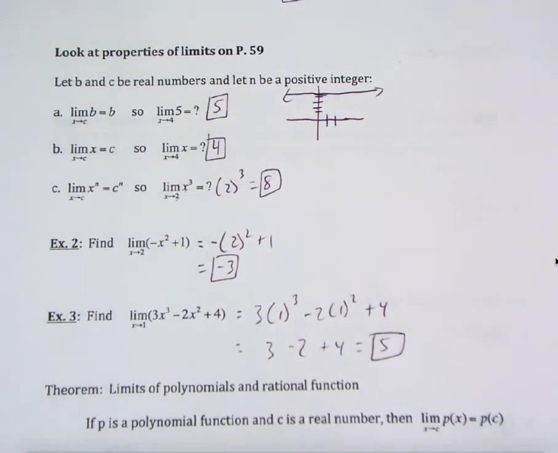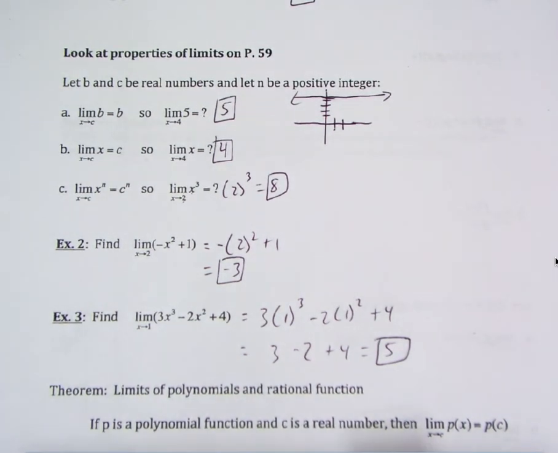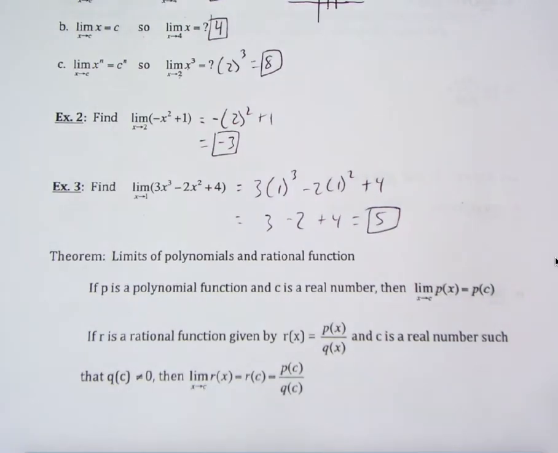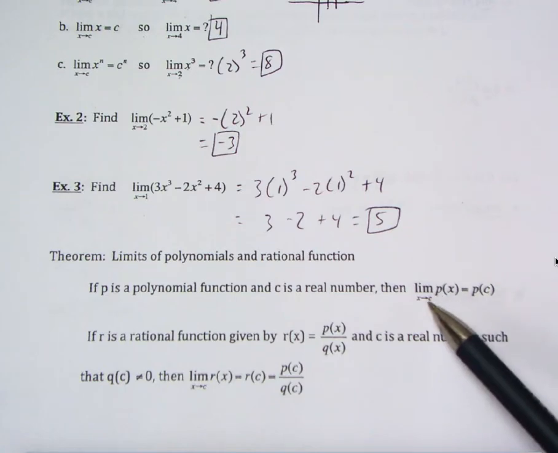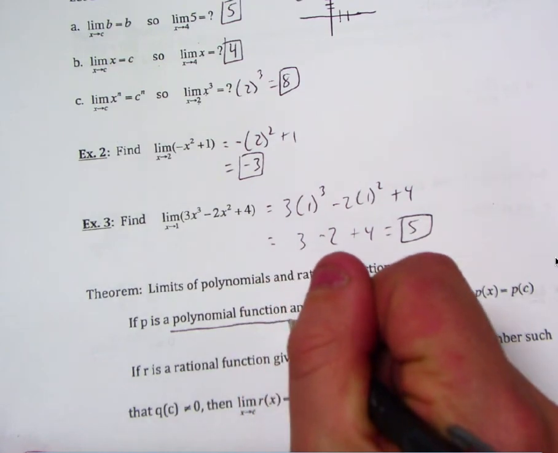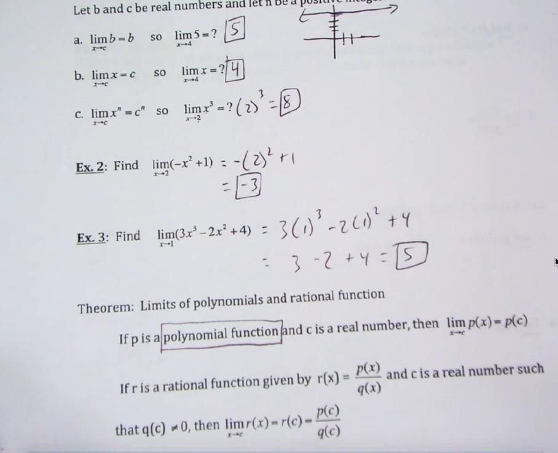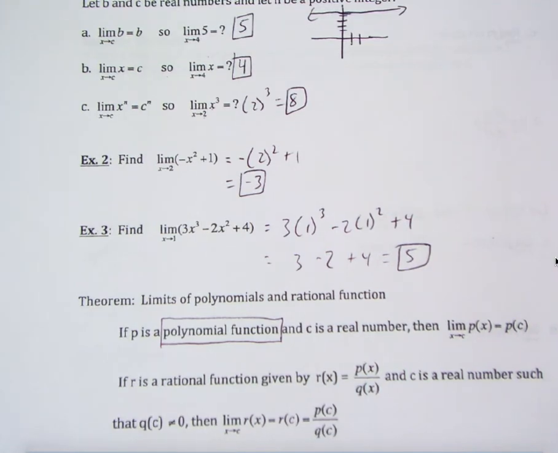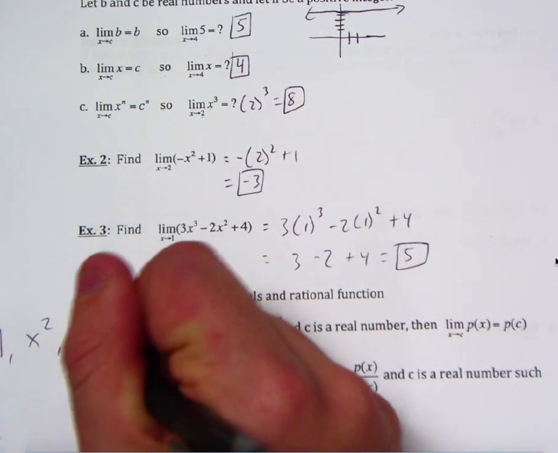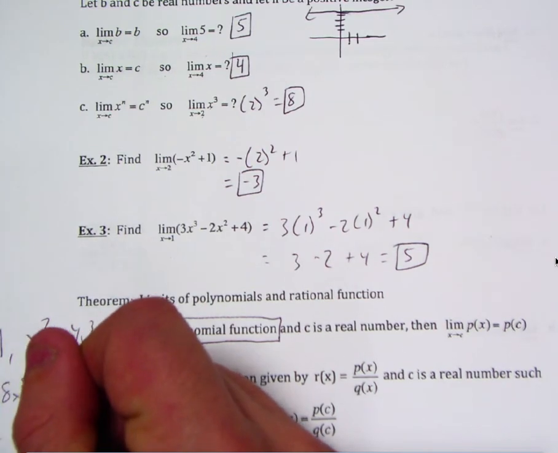So here's a little theorem. It says if p is a polynomial function and c is a real number, then the limit of p of x as x approaches c equals p of c. Really, they're just saying you can use direct substitution. Because a polynomial function, the reason why we study polynomials so much in algebra and in pre-cal and things like that, anytime you're given a polynomial function, remember what that means. It could be a constant, it could be x squared, it could be 4x cubed, it could be 8x to the 5th plus 3x squared plus 1.